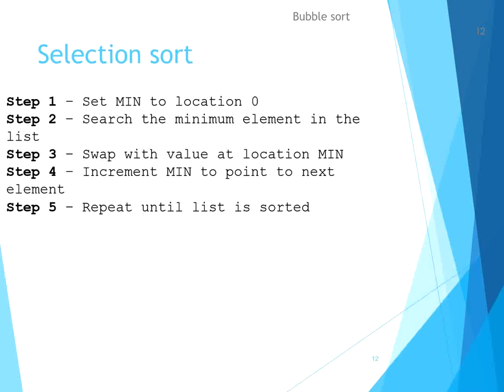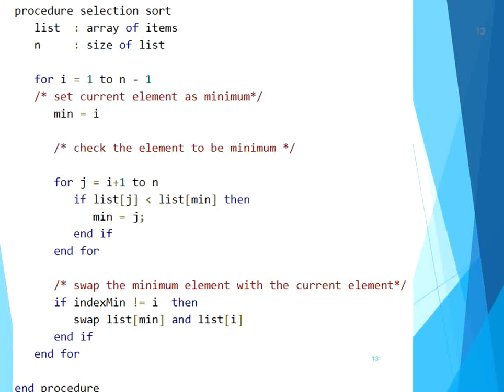Then we compare this first element of the array with each element of the array, and then we find the minimum value. If this value is greater than some other value, we just swap with that value, and then we repeat this until the list is sorted. So this is again a simple algorithm. How it works: first we have the array of items. We have some list of numbers, that is the n size of the list.